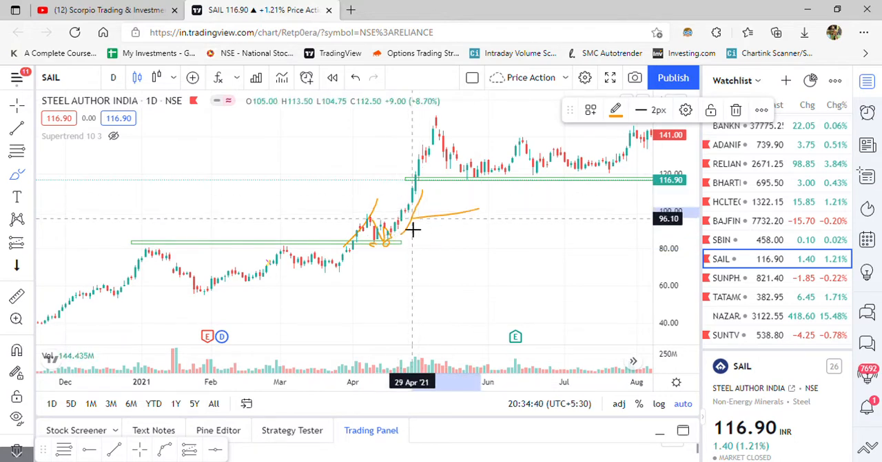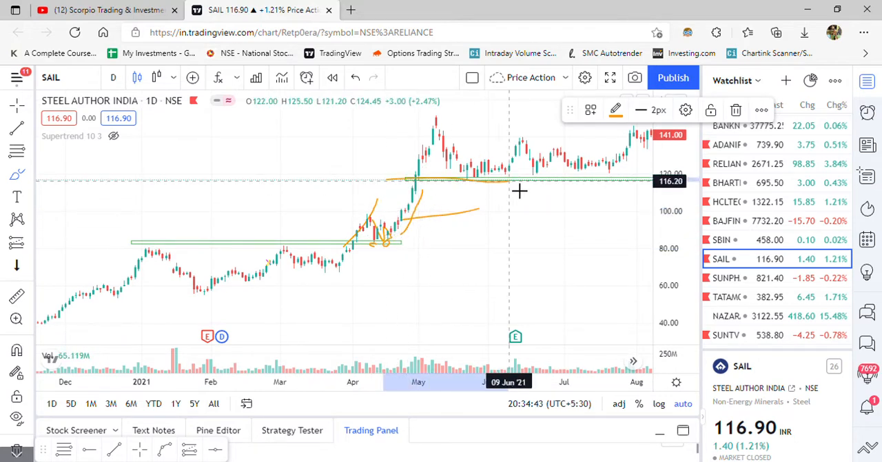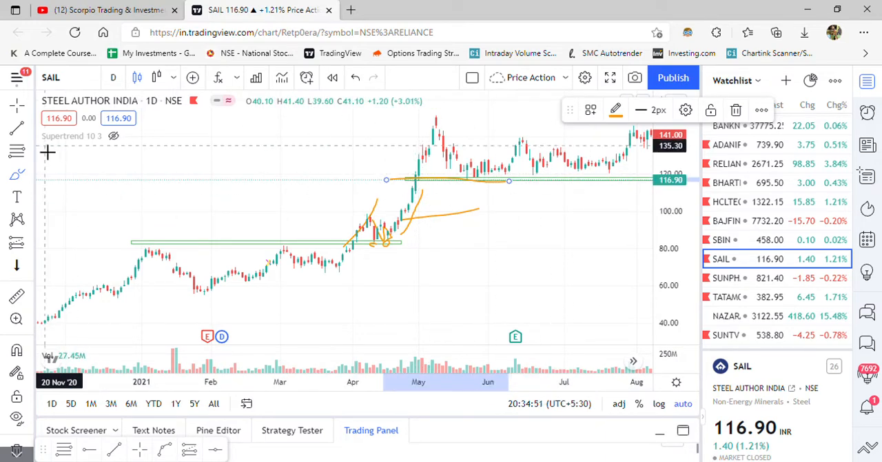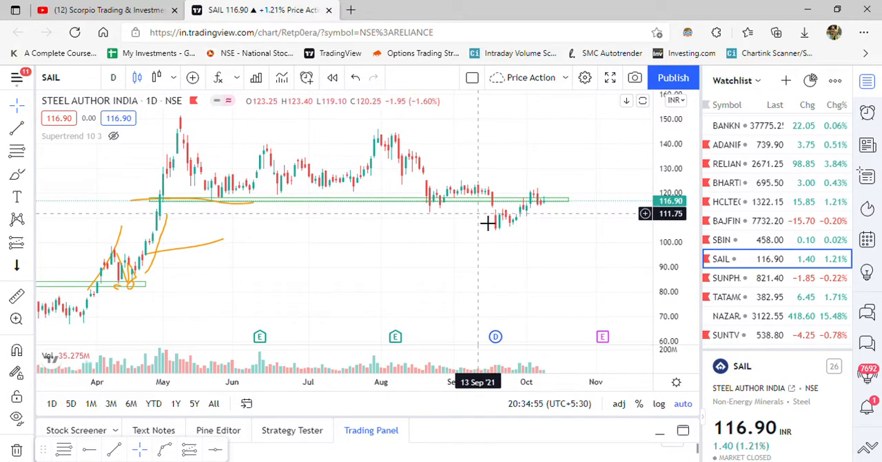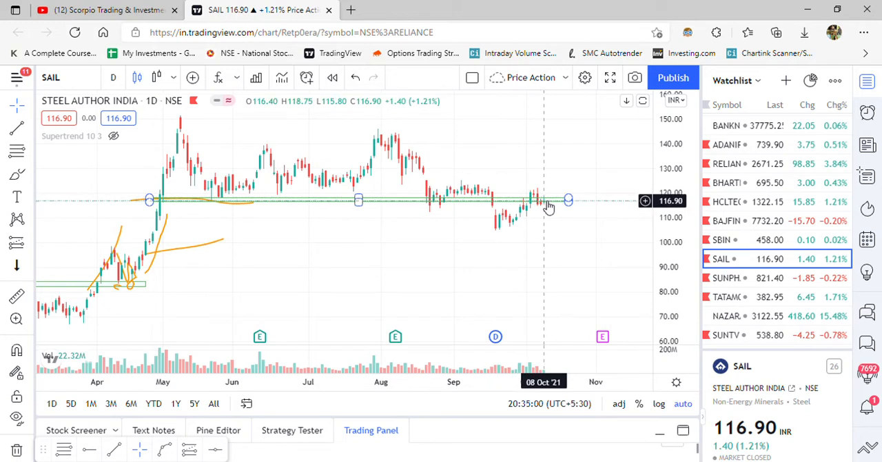Now, after crossing this area also, it started taking support. So it was a resistance, but it broke in a single day, and it was a support after this. Now, if you see, it is taking constantly support, and here it breaks down again. It is near the support line. So once the stock is near the support line, it can either bounce back or it can give a breakdown.